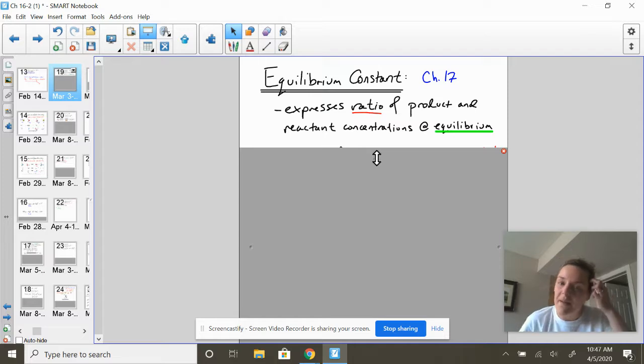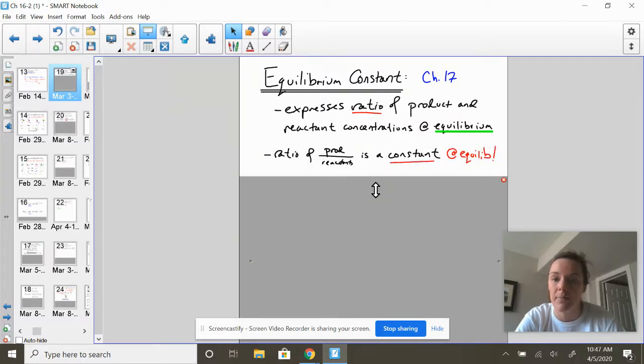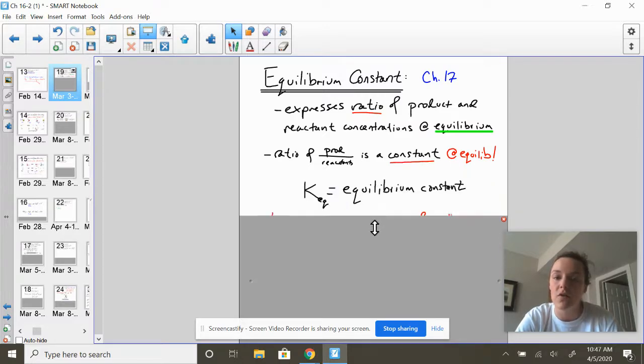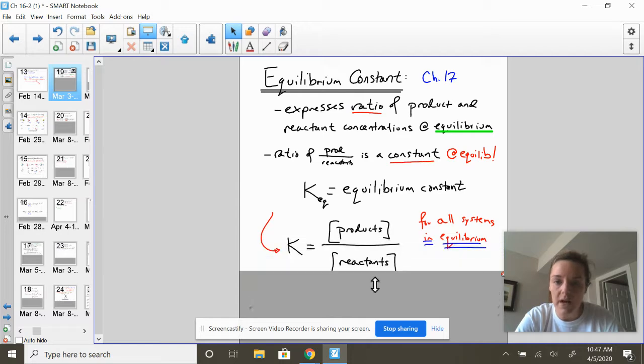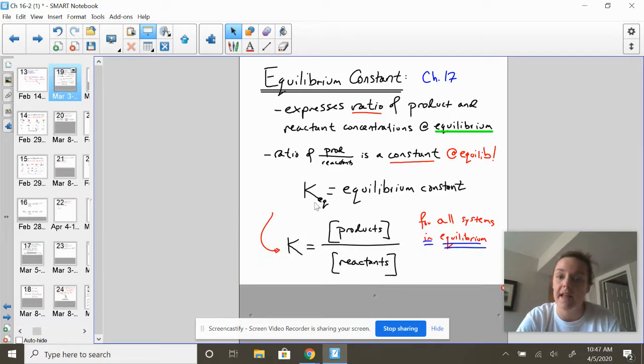And equilibrium is the exact balancing of two processes, right? One that is the opposite of the other. Okay, and what the equilibrium constant does is it expresses a ratio of product and reactant concentrations at equilibrium. Okay, and it's going to be some constant number, that ratio of products over reactants. So our equilibrium constant we represent with K. Okay, so K equals the concentration of products over the concentration of reactants for all systems that are at equilibrium.